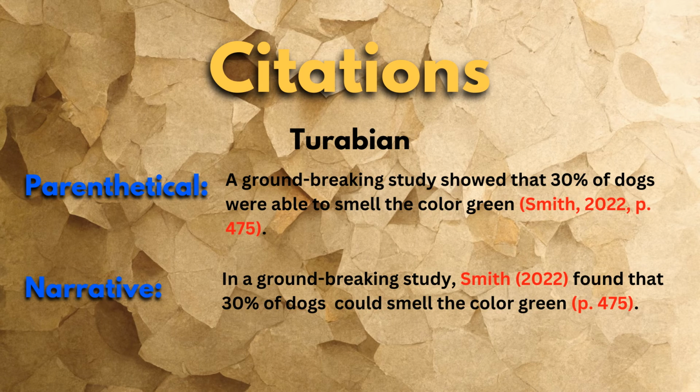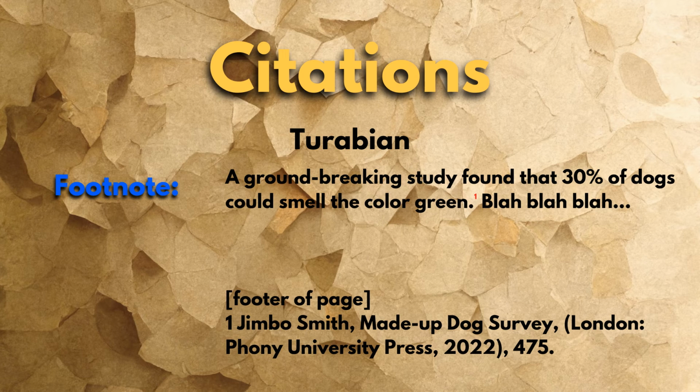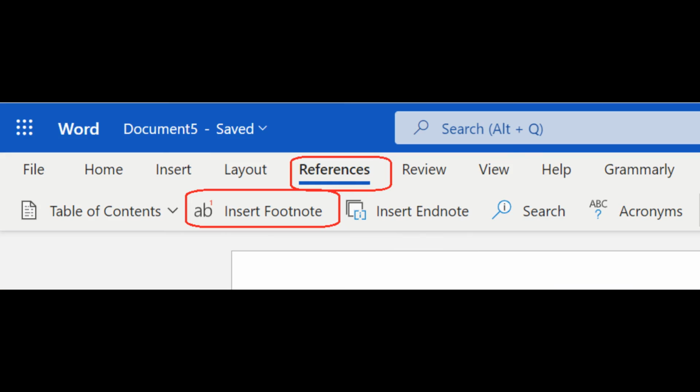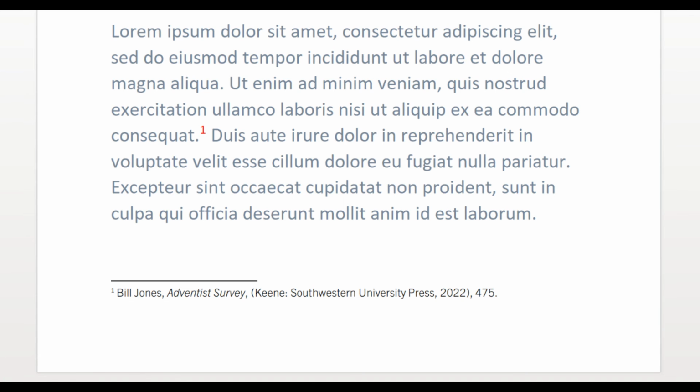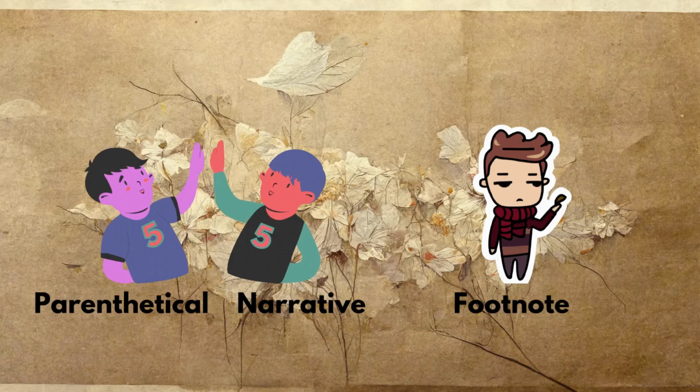Turabian formatting does both of these kinds of citations. However, it also has a third kind of citation called a footnote. For these, you just insert a footnote, which is a little superscript number in your text. At the bottom of the page, you will have a spot to put in the information you would have included in the other kinds of citation. For parenthetical and narrative citations, you can use both and freely go from one to the other as suits you. If you're using footnotes in your paper, you will only ever use footnotes and not the other two.